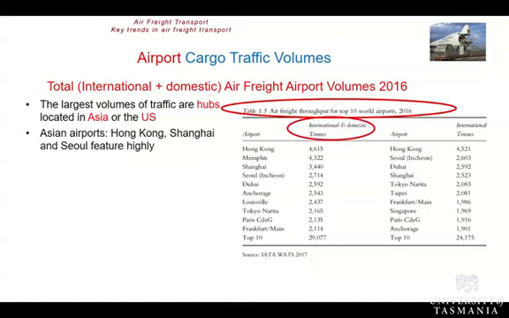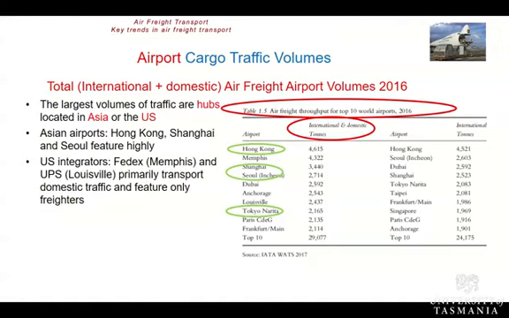If we have a look at that list, we see that Asian airports feature highly. Hong Kong, Shanghai and Seoul right at the top, as well as Tokyo in the mix as well. So 4 Asian hubs are in the top world airports for the volumes of air freight. Integrators, and most of that volume coming out of the United States, are Memphis and Louisville. FedEx operate out of Memphis. UPS operate out of Louisville.